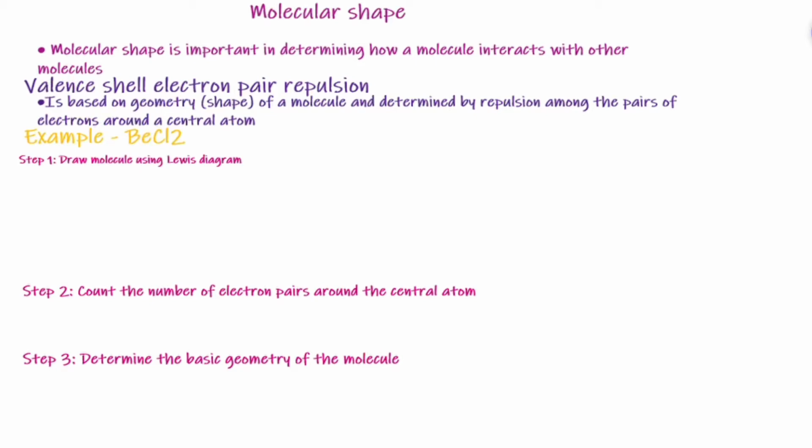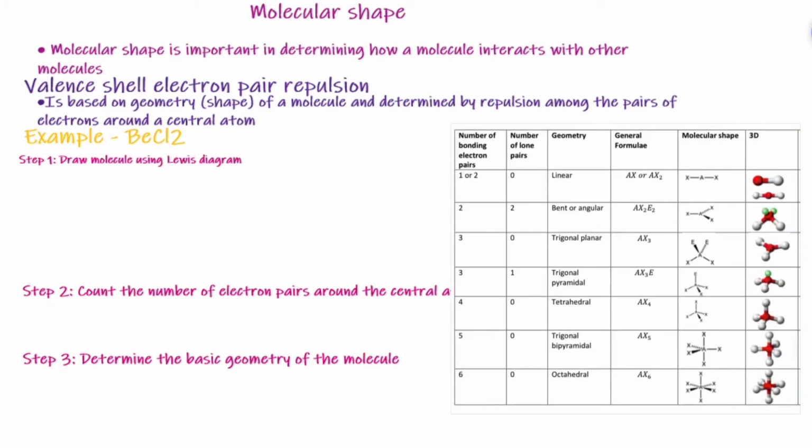Let us look at molecular shape. Molecular shape is important in determining how a molecule interacts or reacts with other molecules. We are going to make use of the valence shell electron pair repulsion theory. It states that the valence electrons in a molecule will arrange themselves around the central atom of the molecule so that the repulsion between the negative charges is as small as possible.